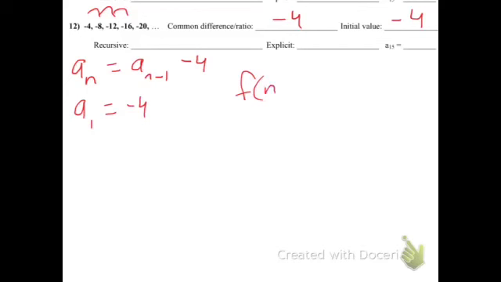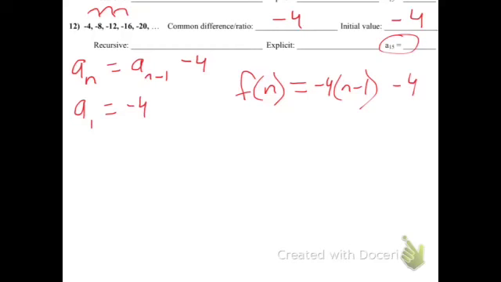And moving on to number 12, this has a pattern of subtracting 4 each time, and the initial value is negative 4. So our recursive is going to follow the arithmetic form, which is a sub n equals a sub n minus 1 minus 4, and then a sub 1 is negative 4. The explicit function is going to follow the arithmetic form, so negative 4 times n minus 1, and then subtract 4 on the end because that's our initial value.